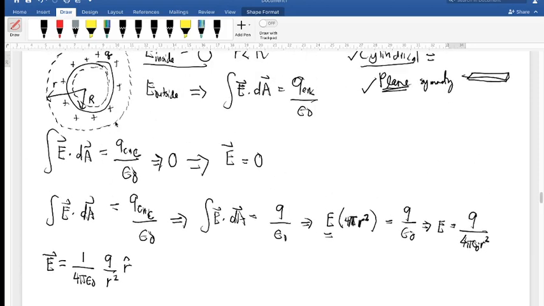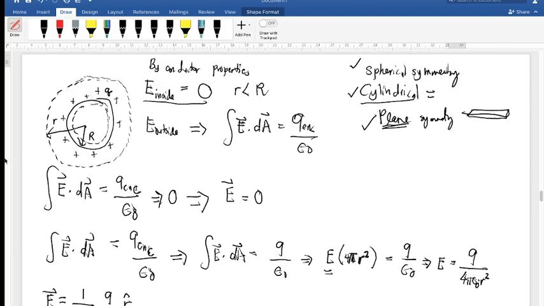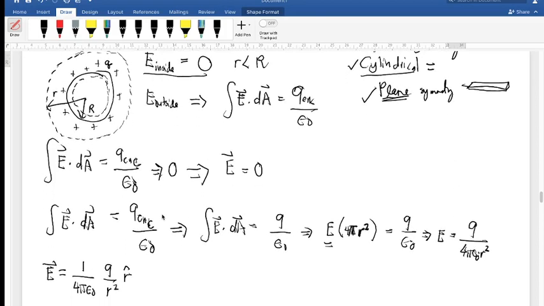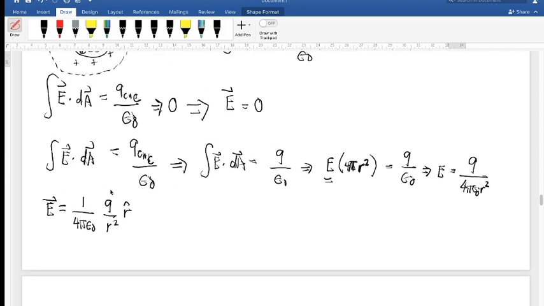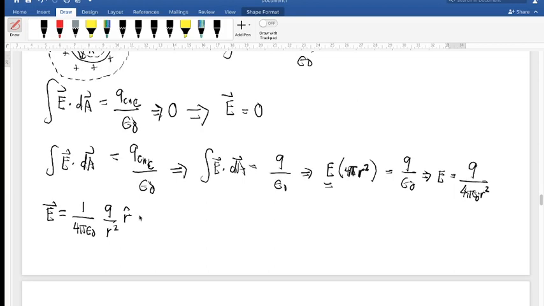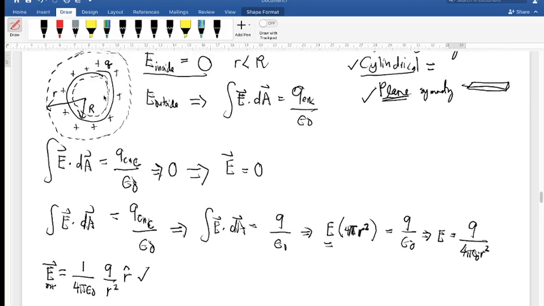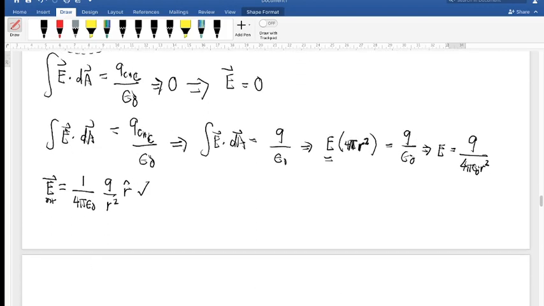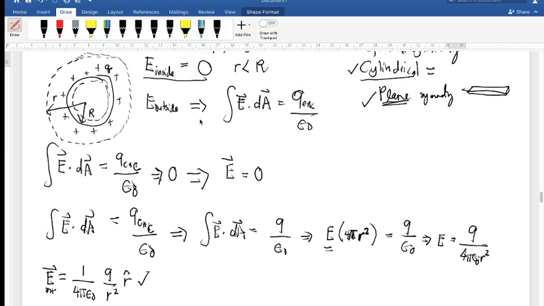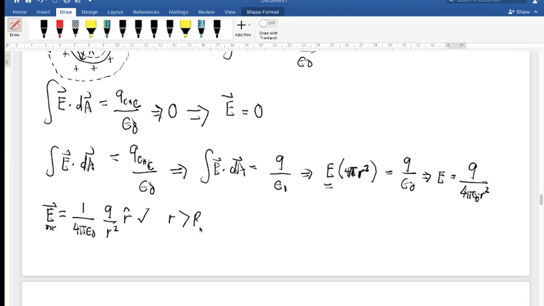So, you can actually enlarge the Gaussian surface to radius R. It doesn't matter, because according to Gauss's law, it is independent of the closed surface; it depends only on the enclosed charge. As you can see, the electric field outside that you obtained is the electric field of a point charge. The electric field produced by this solid conducting sphere is like a point charge with an amount of charge positive Q. That's how nice it is. Okay, so that's the case for r greater than R.